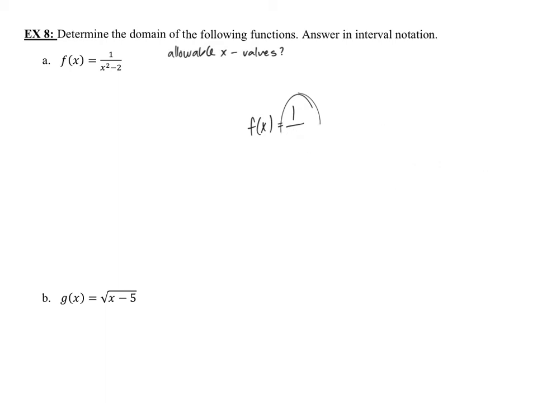Let's think of another kind of function that could have a problem. How about f of x equal to the square root of x? Can you think of any number that shouldn't be under a radical? Well, how about negative 1? Should we have negative 1? No, because that's an imaginary number. In fact, x should always be a positive number, which means that x should always be greater than or equal to 0.